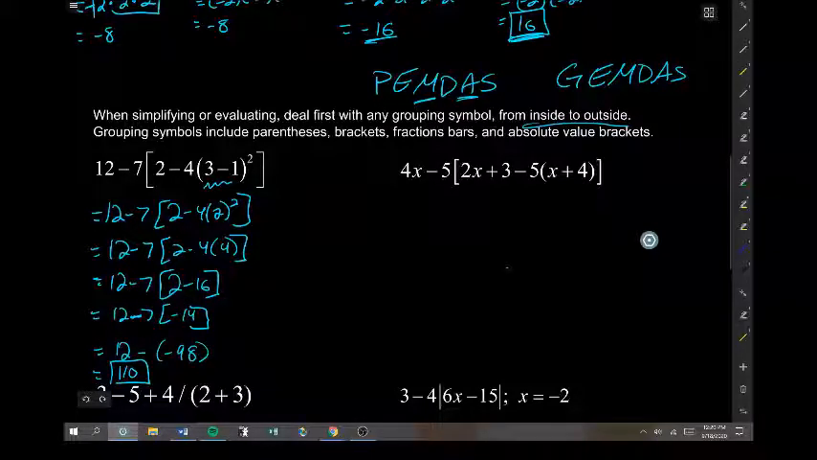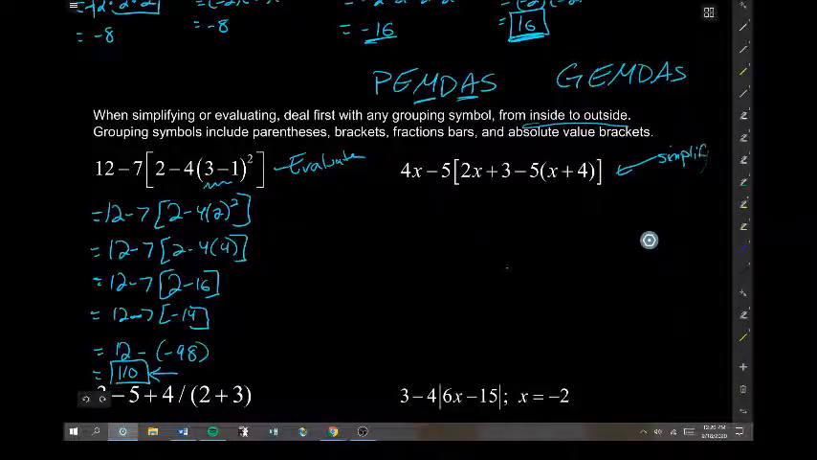Okay, so this was evaluating. It was evaluating because I found the numerical result because I had numbers everywhere. This one over here is going to be simplifying because I have variables or unknowns that I can't combine or just turn into numbers. I'm going to follow the same steps, only here I've got to do some distributing.